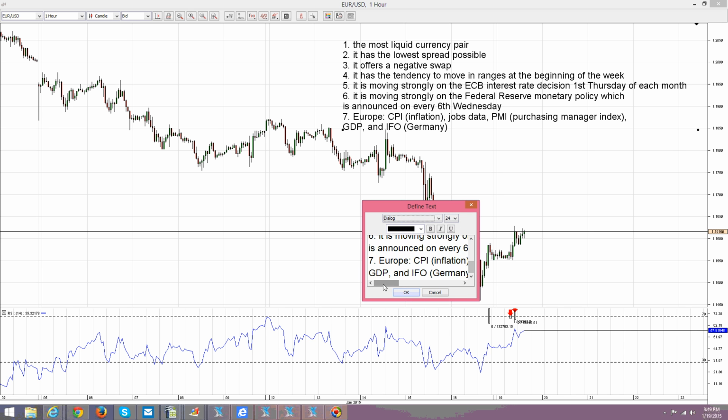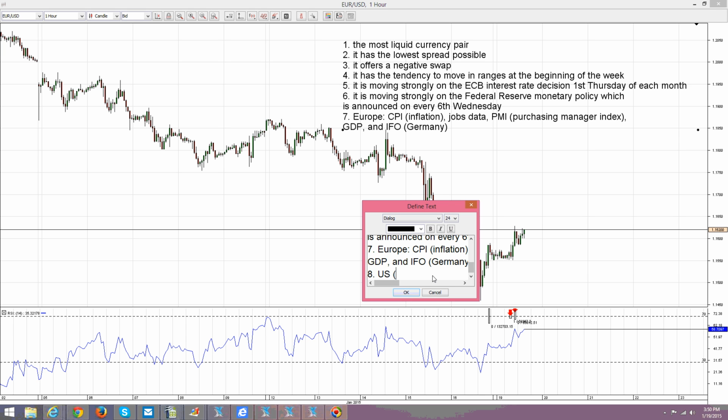So on the US side, the most important thing is CPI, or inflation. So let's write here that on the US we have the CPI as well, inflation. Now on the CPI in the United States, look for the core CPI, as the core CPI is the favorite measure of inflation by the Federal Reserve. Then look for the NFP, or the non-farm payrolls, as they are being called.